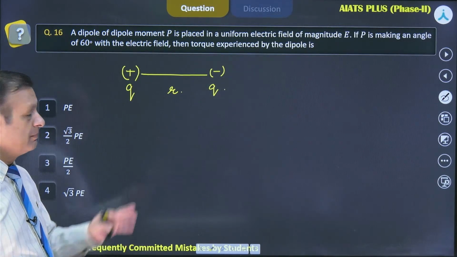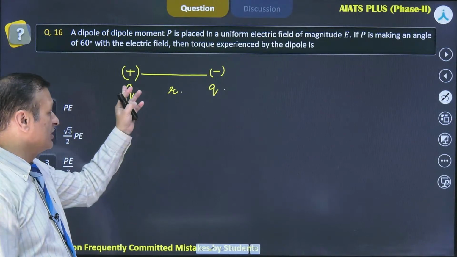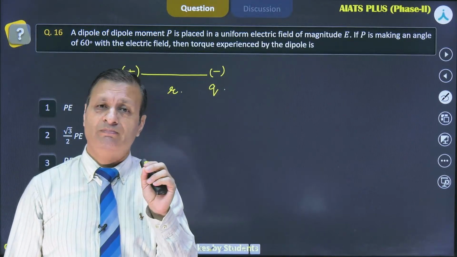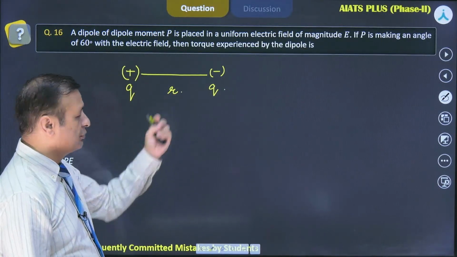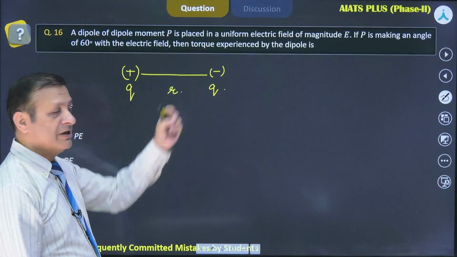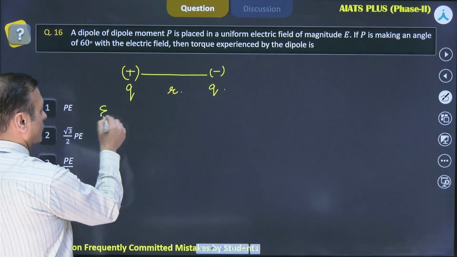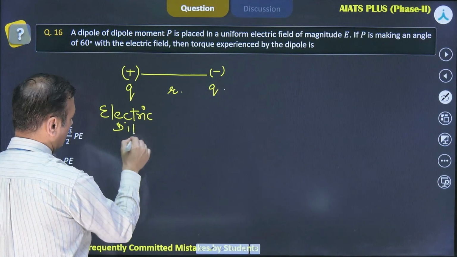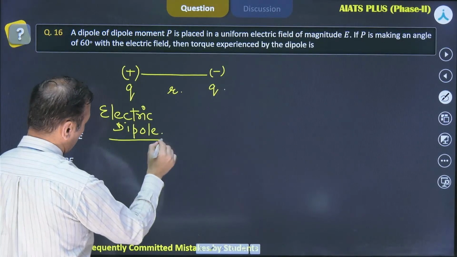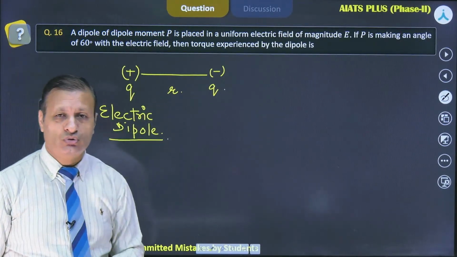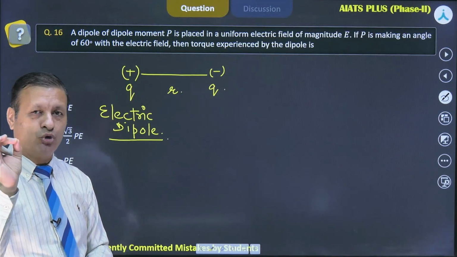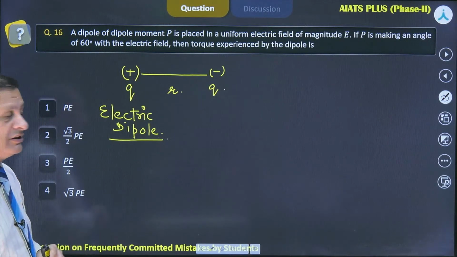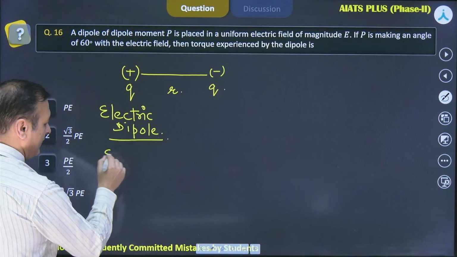So this is a pair of charges, but one charge has to be positive, one charge has to be negative. So they are equal in magnitude but opposite in polarity, separated by the separation R. So this arrangement is known as electric dipole. Then this R is known as electric dipole length or separation of these charges. Then we have another terminology, what you call electric dipole moment.